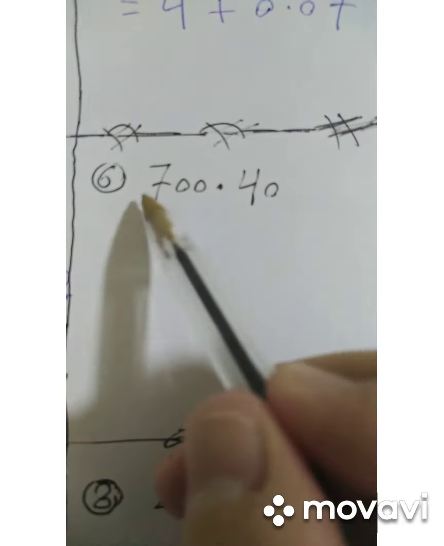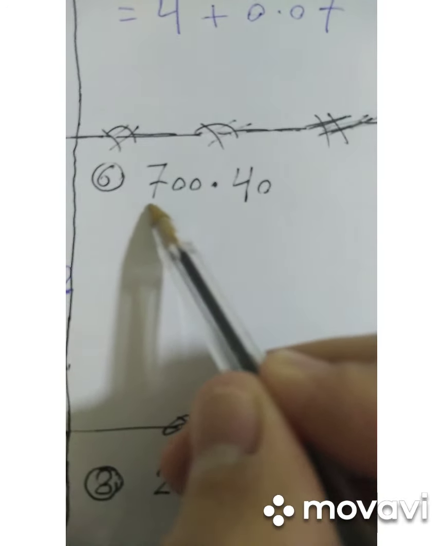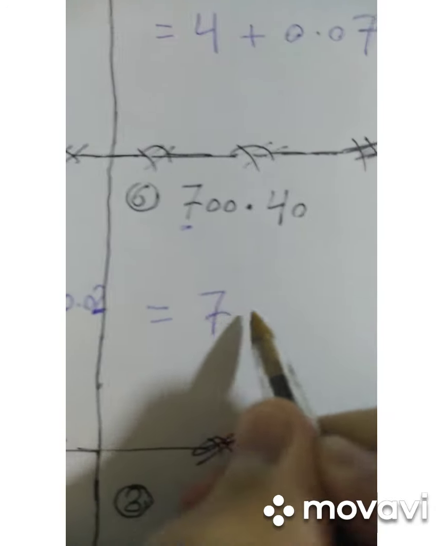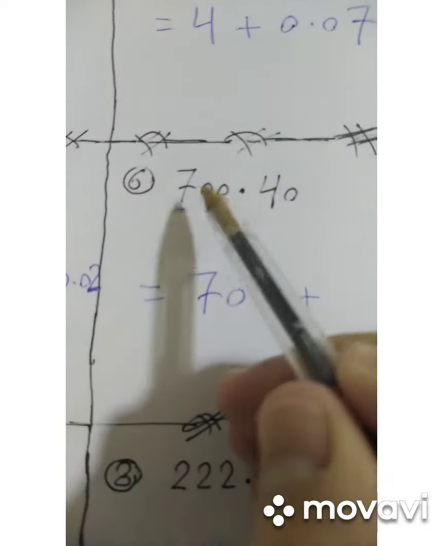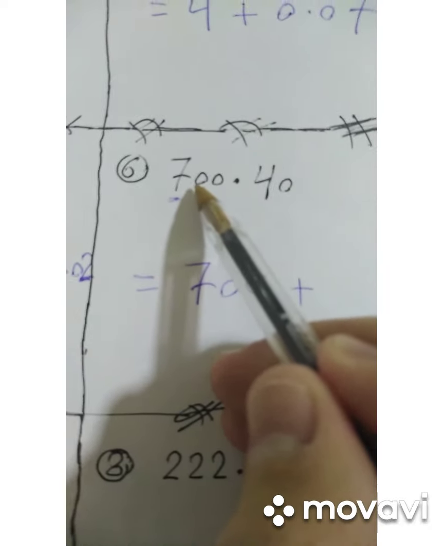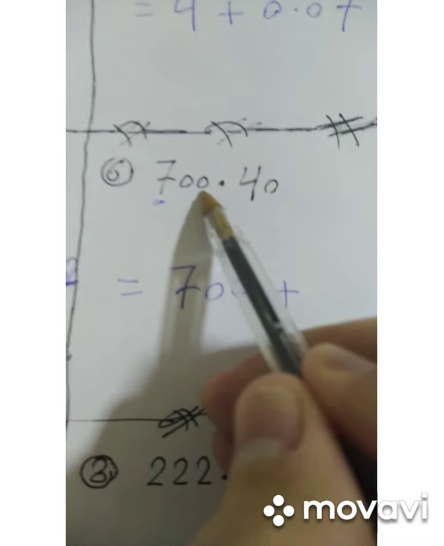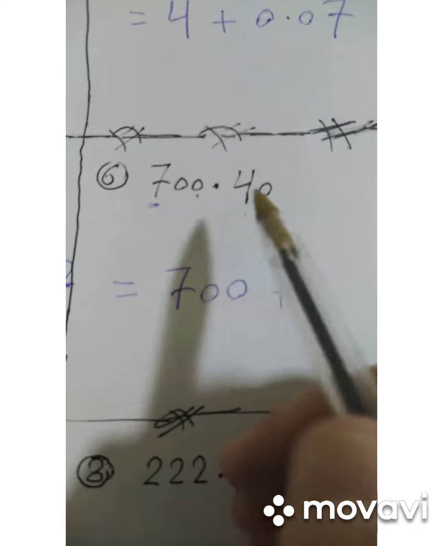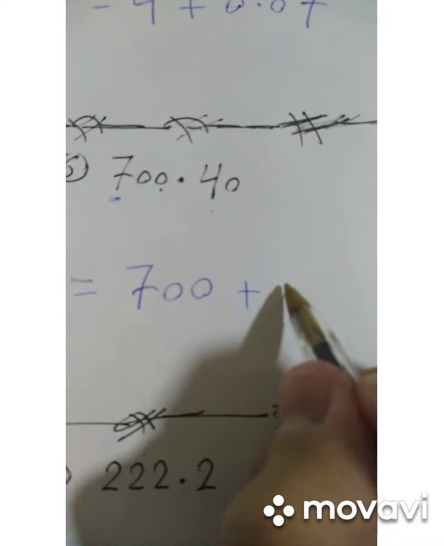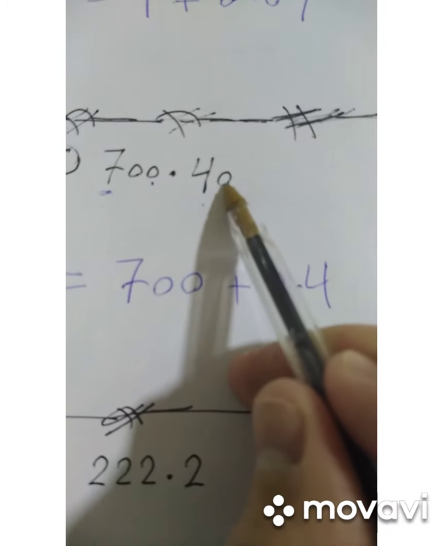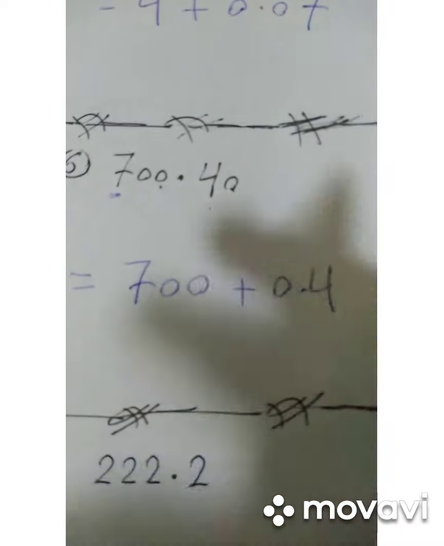Number 6. Look at the whole. 7 in hundreds means 7 hundreds equals 700. 0 in tens means 0, we don't write it. And 0 in ones equals 0 also. Ignore it, we don't write 0. What about 4? 4 in tenths equals 4 tenths. Plus 0 in hundredths equals 0, and we don't write 0 in the expanded form.